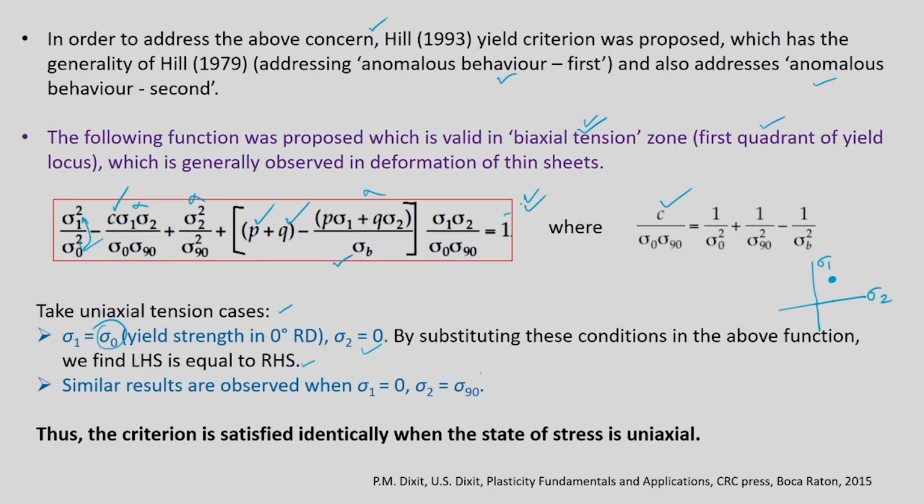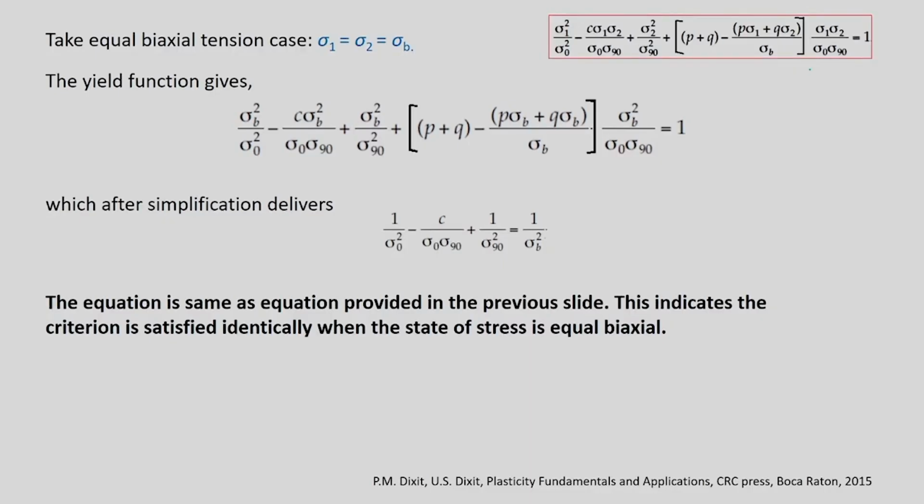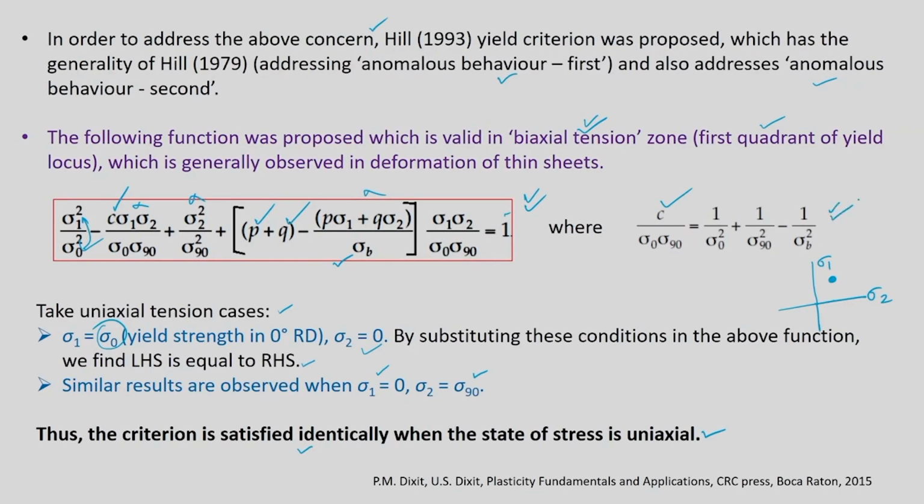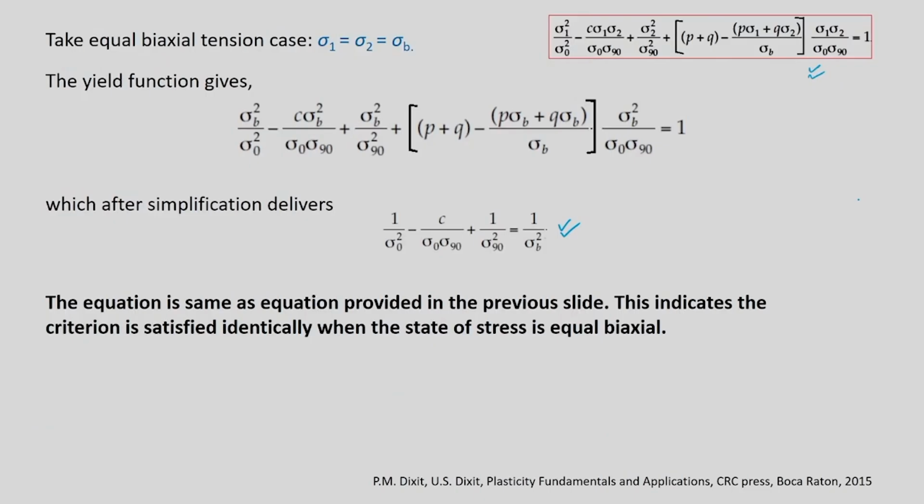So it is satisfied. Similarly, when you take the transverse direction, where the yield strength is sigma 90, and you put sigma 1 equal to 0, the left side and right side would again be equal. Thus the criterion is satisfied identically when the state of stress is uniaxial. When you pick up uniaxial deformation, this equation is satisfied. If it is biaxial, with sigma 1 equal to sigma 2 equal to sigma b, you put it in this equation and it gives you the result which we have written here also, the same result.